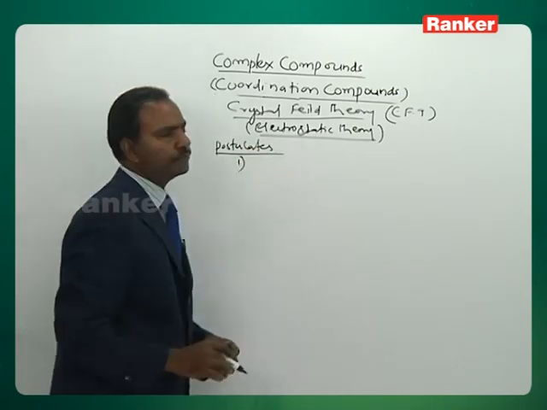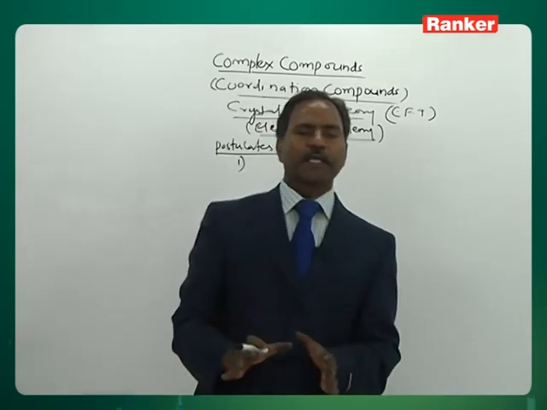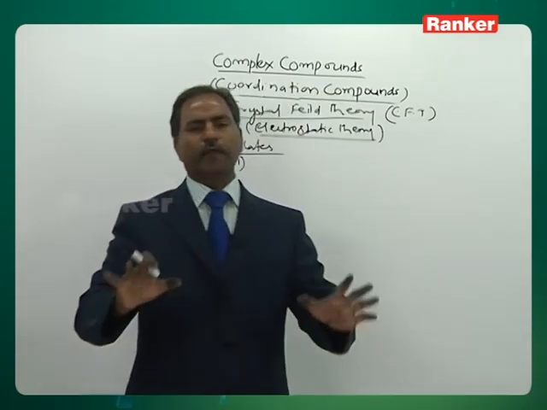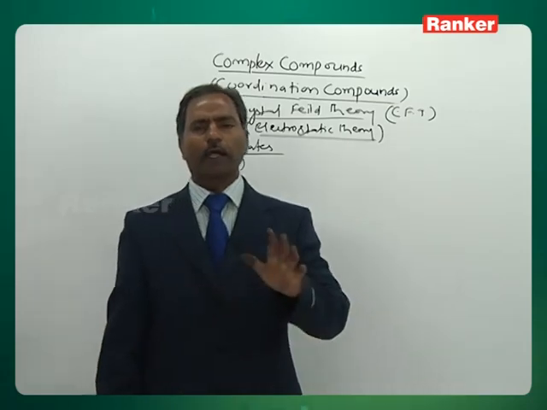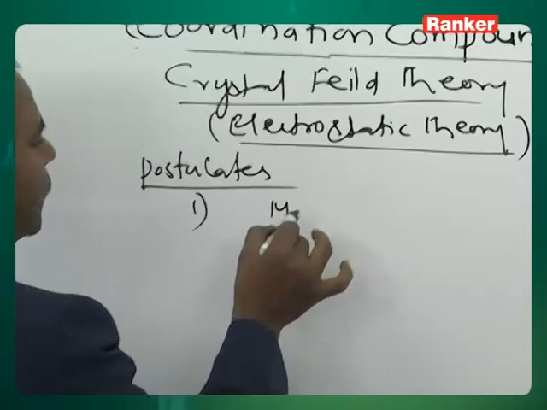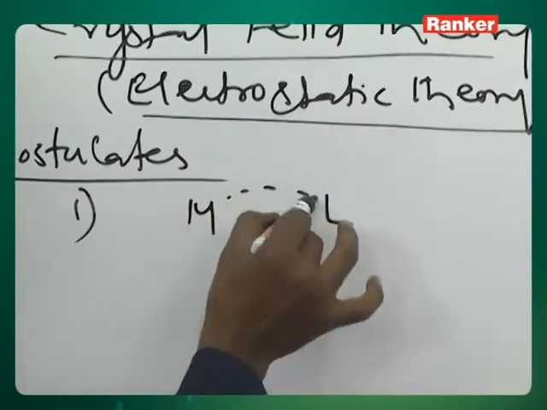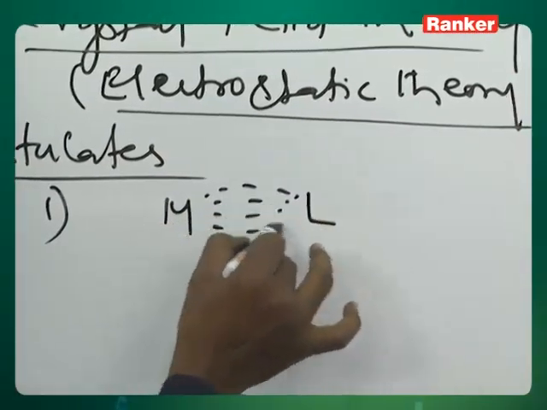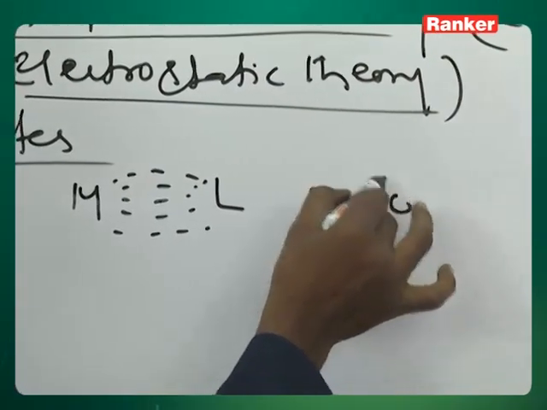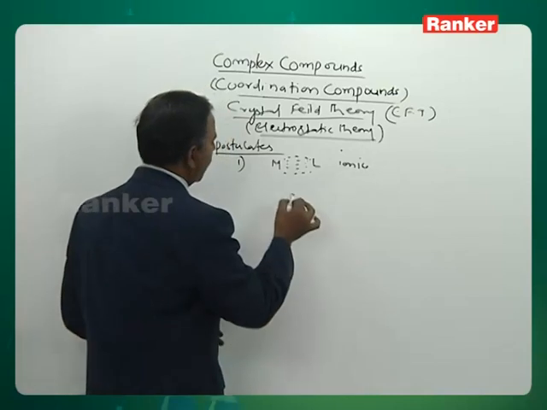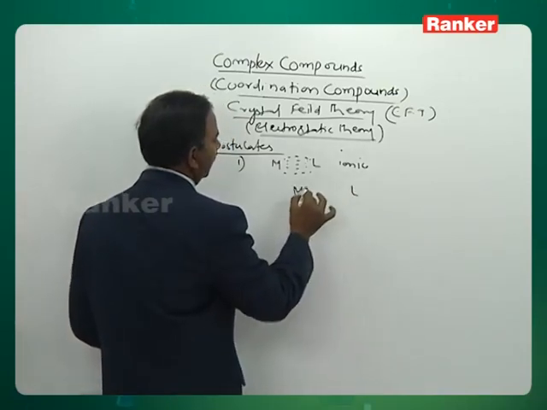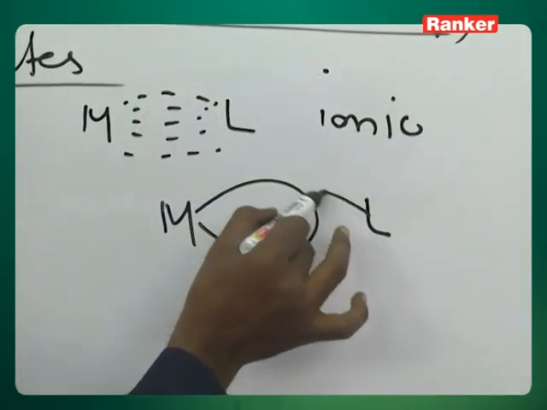Postulate 1. In metal complexes, the metal to ligand bond is purely an electrostatic force. It is highly ionic, 100% ionic, it says. There is no overlapping of orbitals between the metal and the ligand, and there is no transfer of electrons between the metal and the ligand.